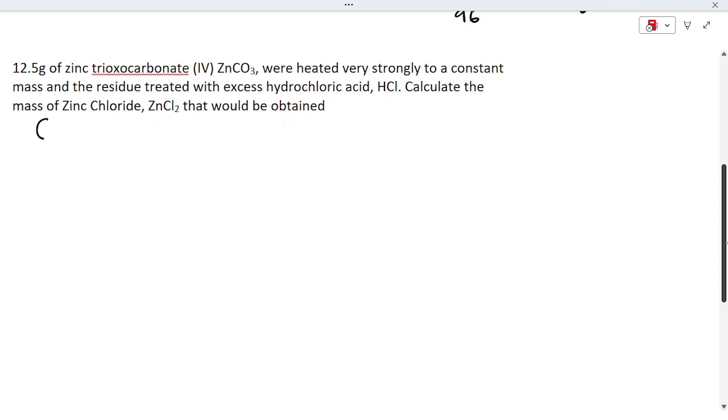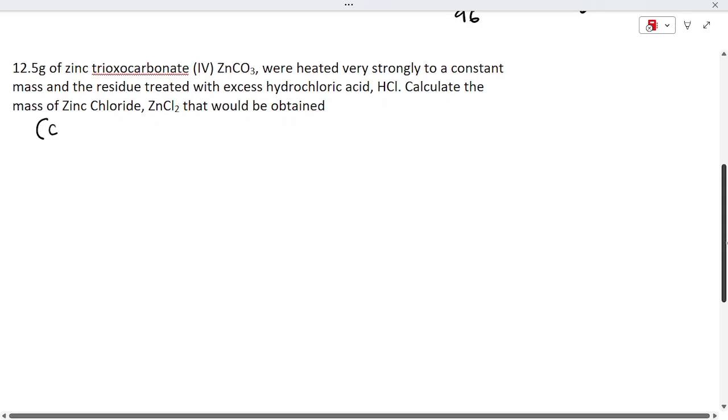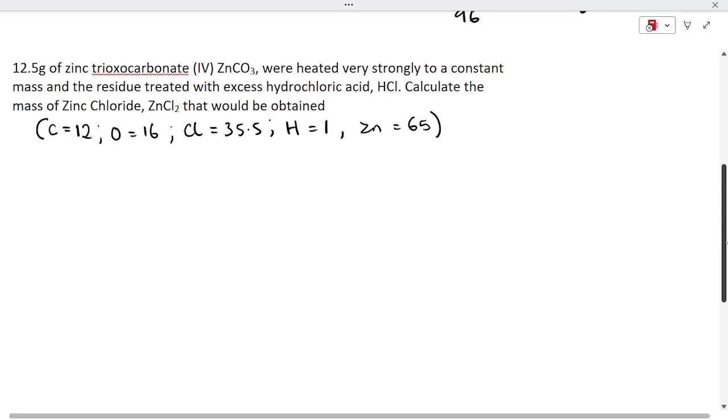But for the case of this question, I will just provide the information. Like I said, carbon is 12, oxygen is 16, chlorine is 35.5, hydrogen is 1, and then zinc is 65. That is their atomic masses. So note them. If you know them better, and in an exam the values are given, you're good to go. But if they're not given, then you already know what to solve with.